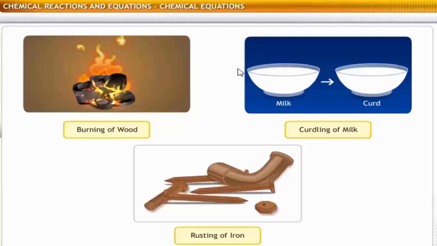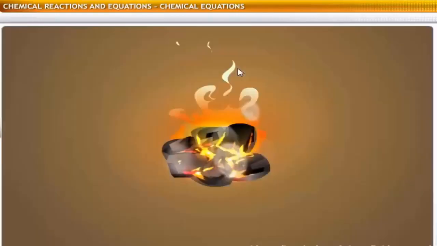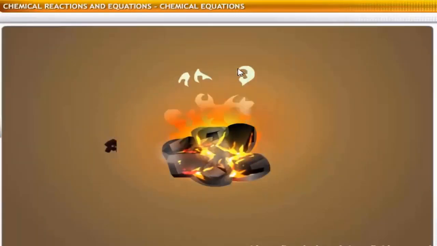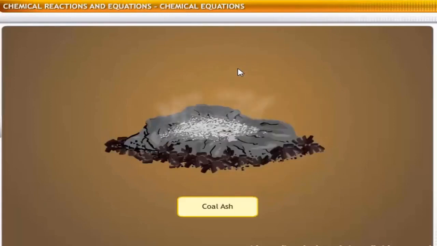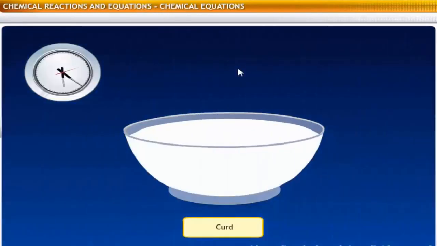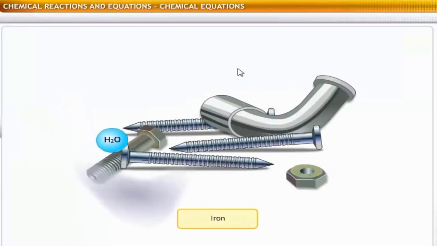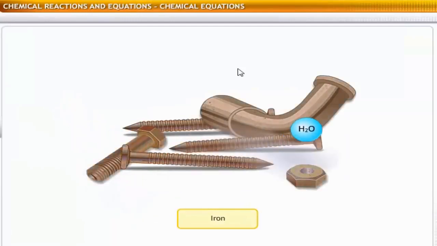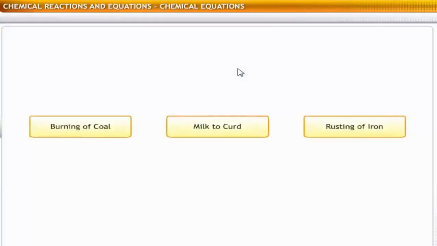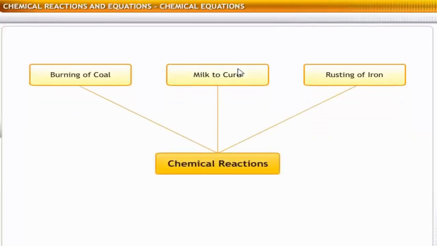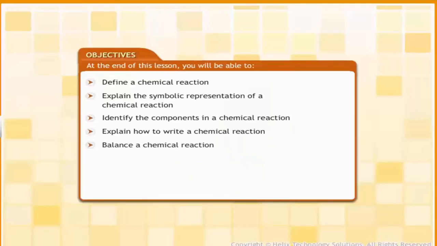All the time, for example, changing of coal when it is burned to produce heat, changing of milk into curd, and rusting of iron when exposed to moisture. All these changes are a result of chemical reactions. These chemical changes can be represented through chemical equations. In this lesson, you will learn about writing and balancing chemical equations.